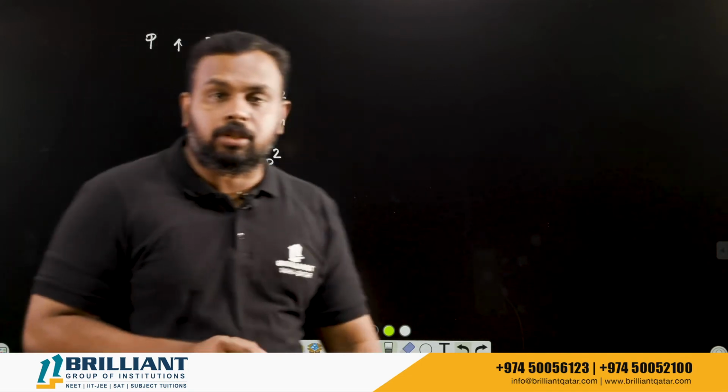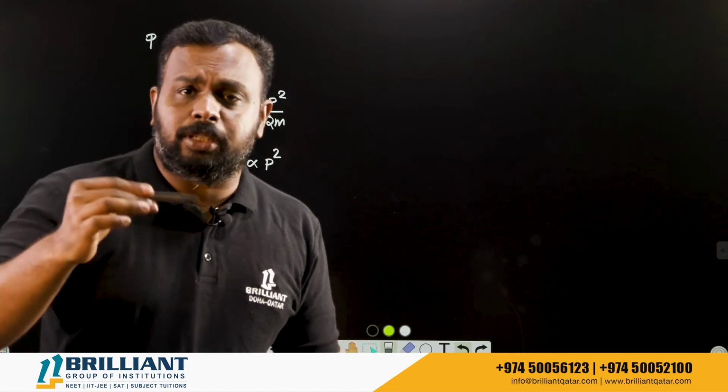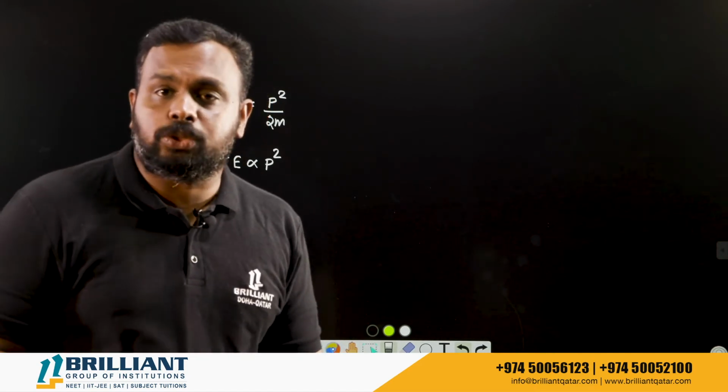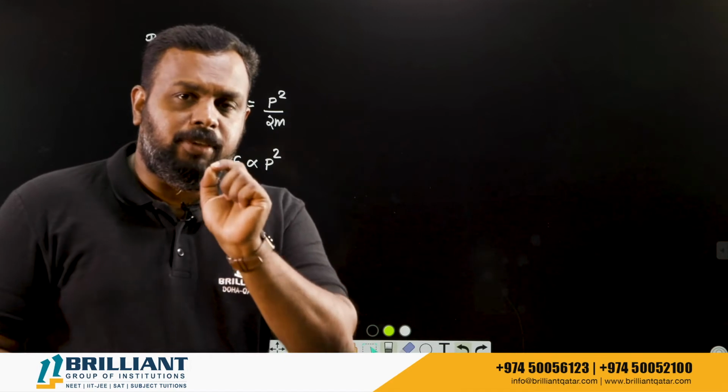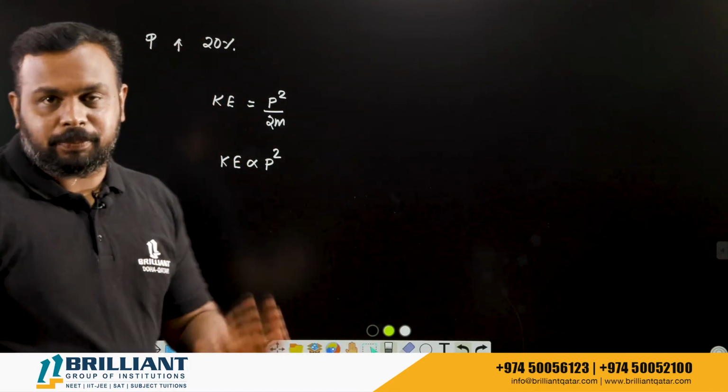Because other terms are constant. 2 is a constant, m is a constant. So K is directly proportional to p square. That means as p square increases, kinetic energy also increases. This formula will help you to find the answer for this question very easily. How? Listen.